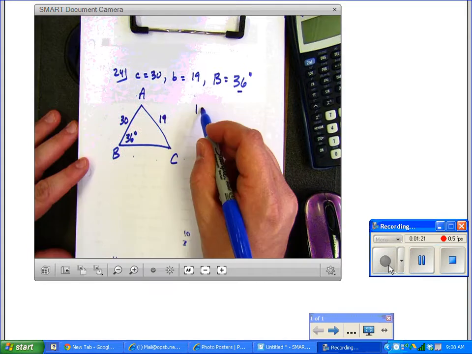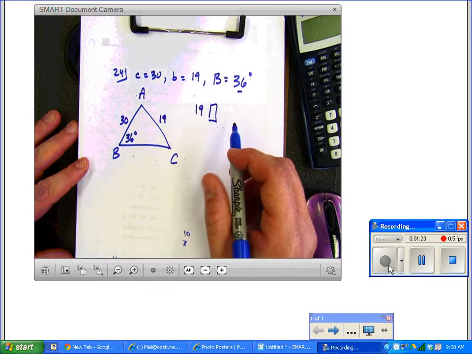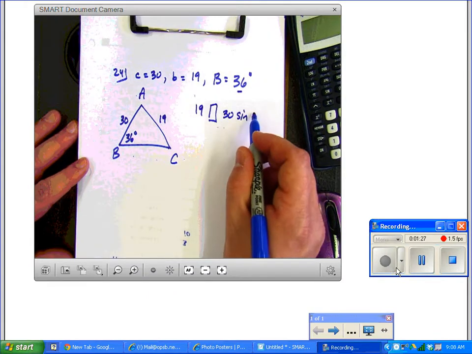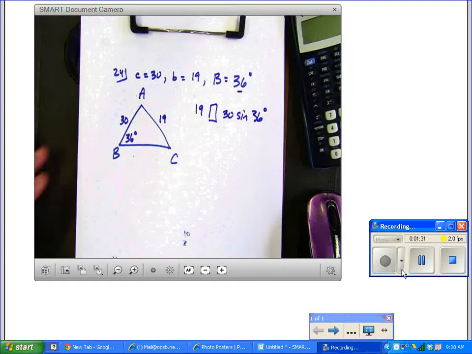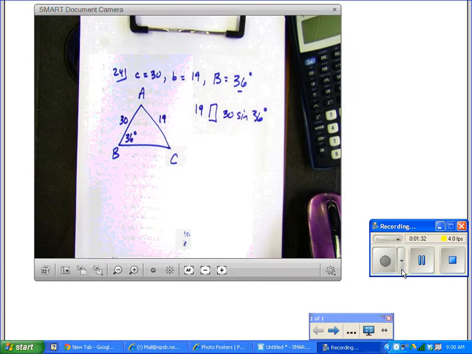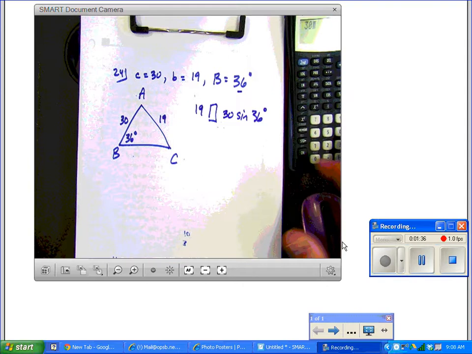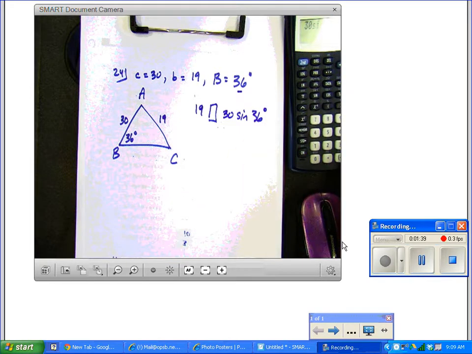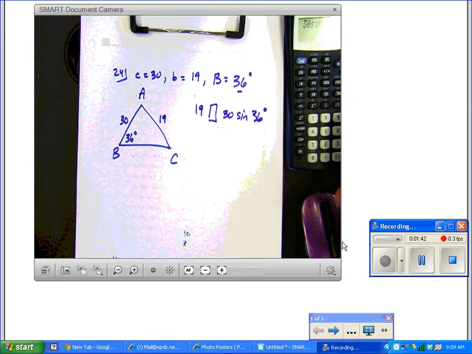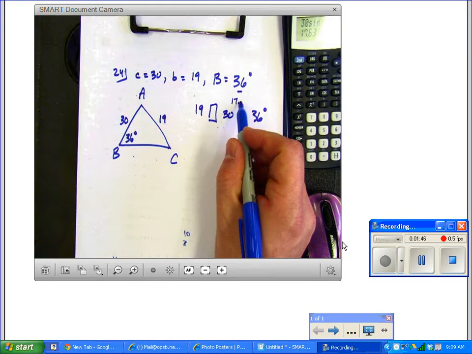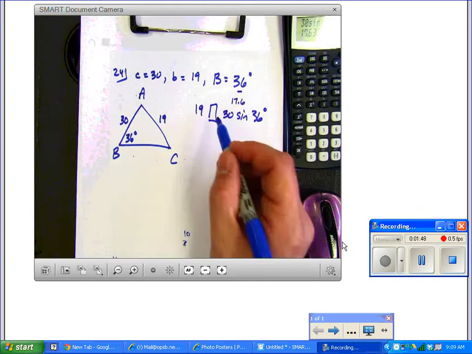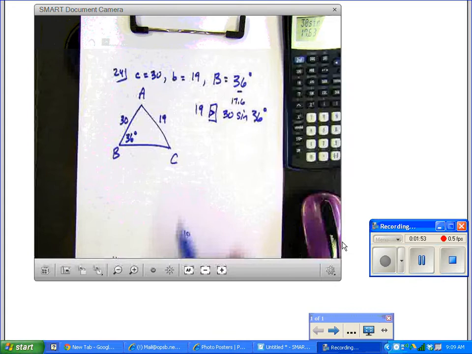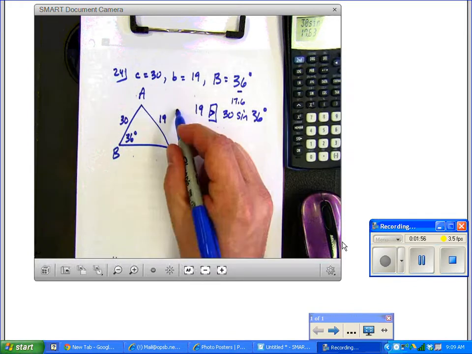We're going to compare the side opposite, 19, to 30 times sine 36. Okay. All right. So y'all compare that there. What is 30 times sine 36? Okay. All right. 17 point something. So 19 is greater than that, and that's bad news. It says two triangles.